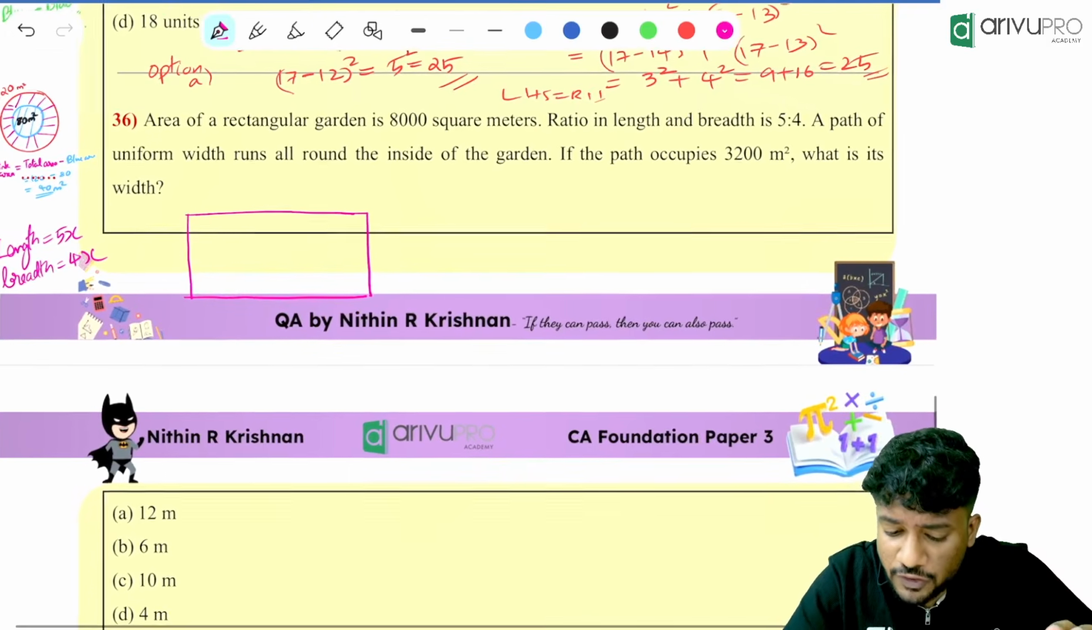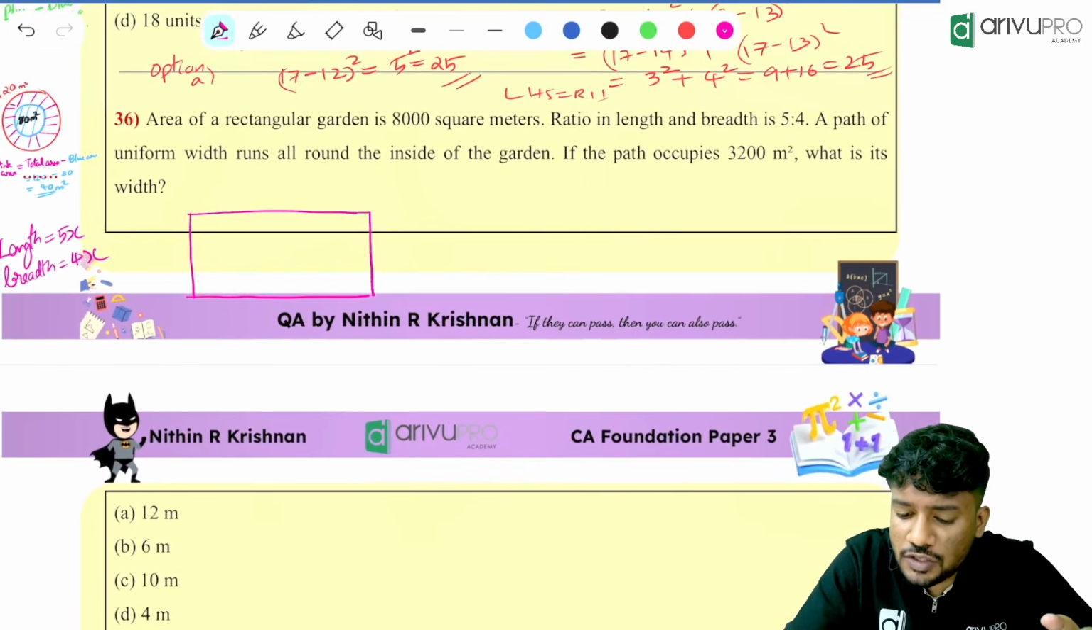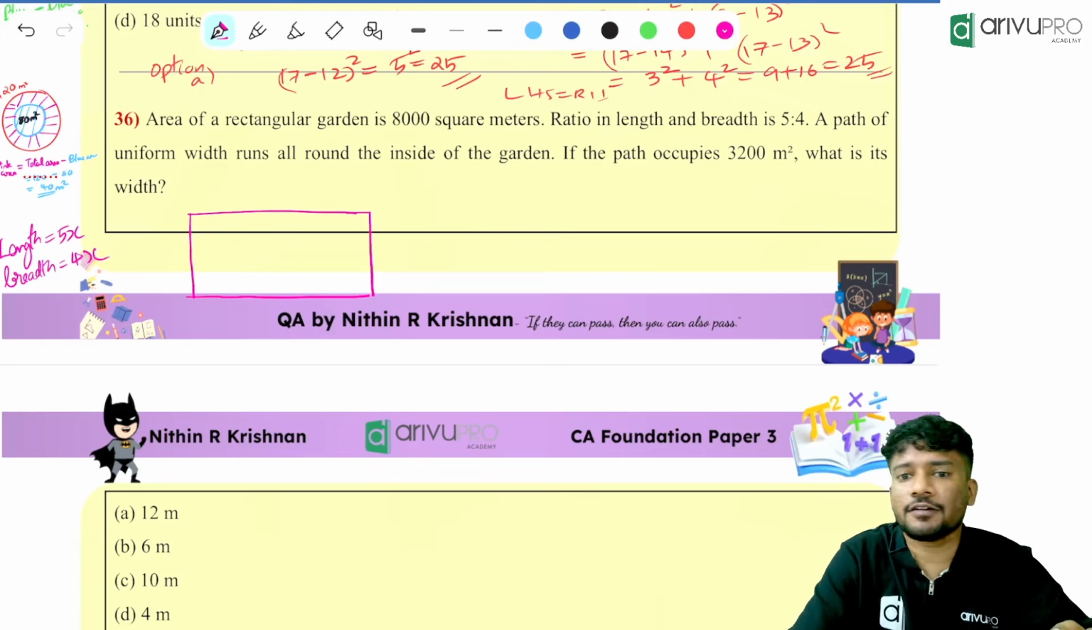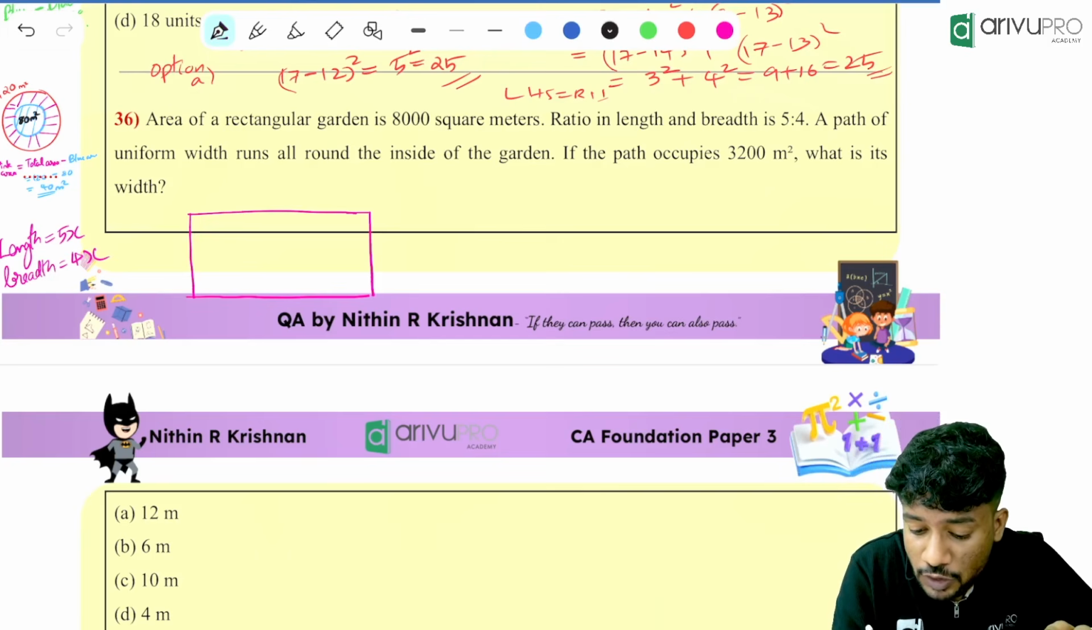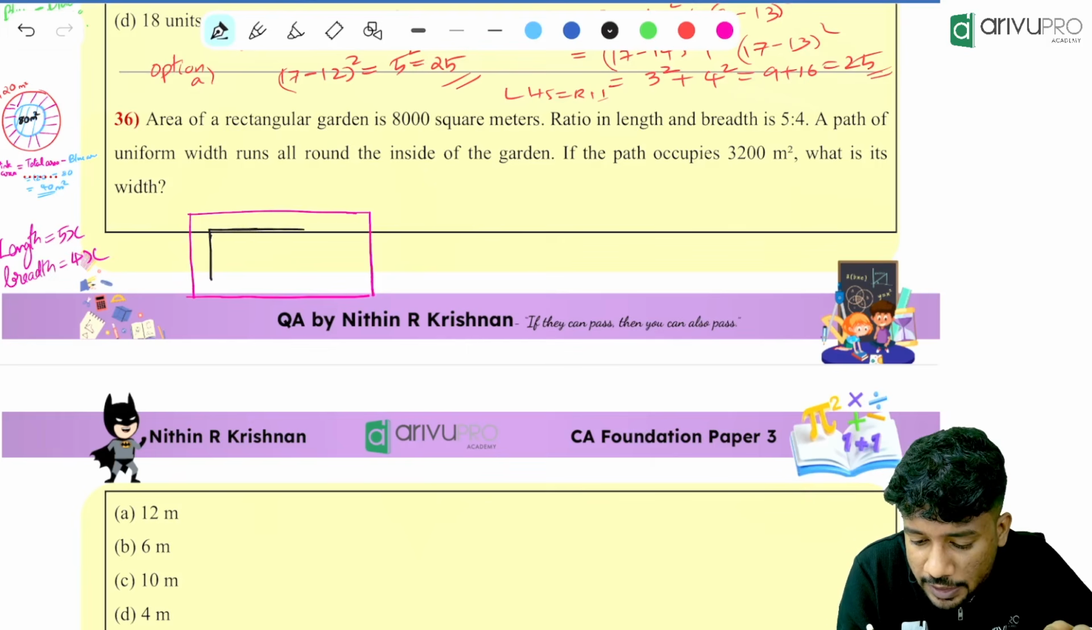A path of uniform width runs all around the inside of the garden. What do you mean by that? A path of uniform width. What do you mean by uniform width? For example, a smaller path is there inside this garden, and the width throughout is the same. So accordingly, I will draw it so that you at least get a picture of it.